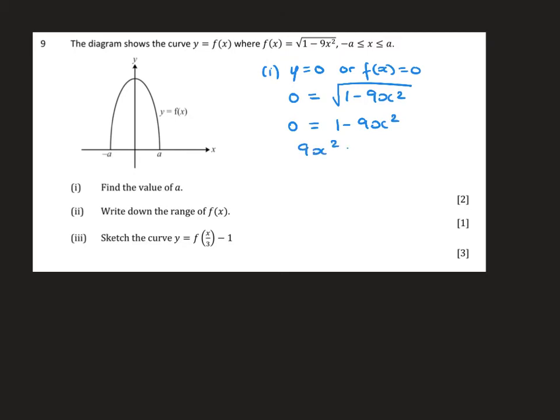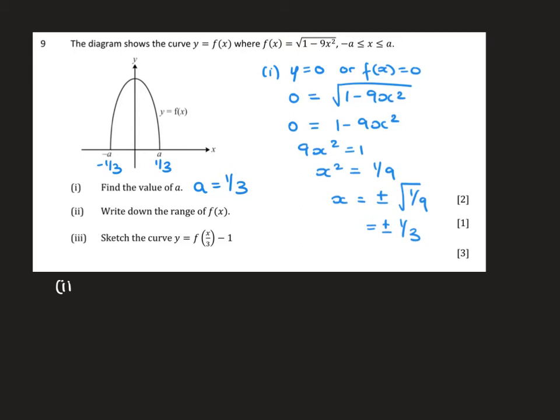Rearrange. 9x squared equals 1. x squared equals 1/9. x is equal to plus or minus the root of 1/9, which is plus or minus a third. But this means that this value here is a third and this value here is negative a third, so we must present just one value for a, which is 1/3.